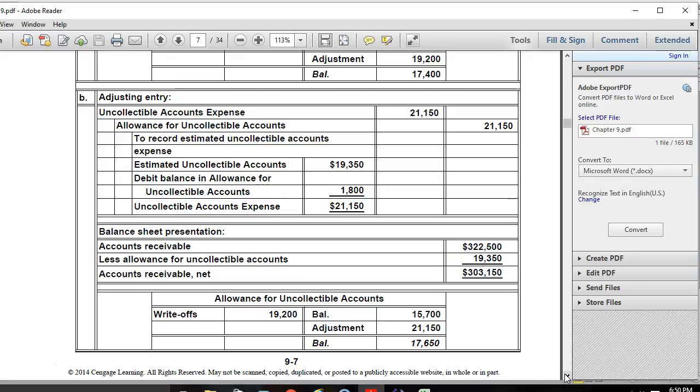This is probably one of the toughest pieces that you'll have in this class. To be able to distinguish between those two methods is the key here.